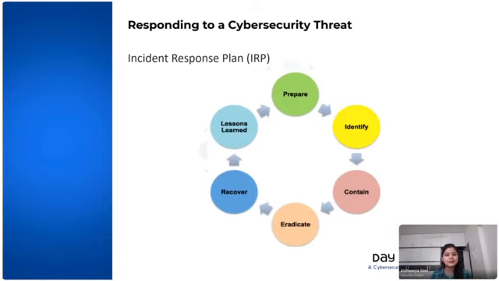It has six steps. In the incident response plan we need to follow six steps, basically. First is prepare, then we have to identify, contain, eradicate, recover, and lessons learned. The first thing, prepare, is that we have to understand the scenario in the organization and make a proper incident response plan. We have to prepare a plan for how we are going to respond to a cybersecurity threat.